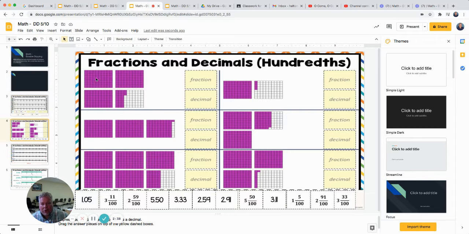We've got some holes, 1, 2, 3 holes, and then 10, 20, 30, 31, 32, 33. So I've got 3 and 33 hundredths as a fraction. It looks like 3 and 33 over 100. As a decimal, it looks like 3.33. So you've got wholes and hundredths. Make sure you find the correct ones down here and put the cards up here where they go.